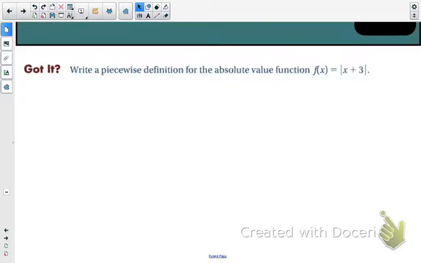Okay, so go ahead and practice this one. See if you can write the piecewise function, and then we'll go over it. And pause this in 3, 2, 1, pause.